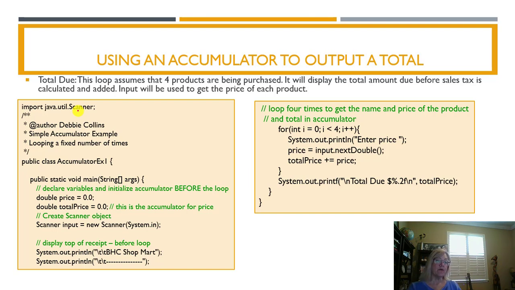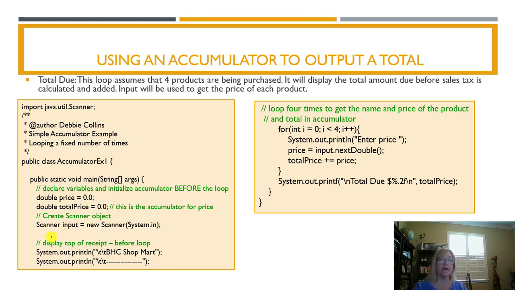In main, I'm going to declare my variables and initialize my accumulator. I do that before the loop. So here is just price, the price of my 4 items. But here's my accumulator, total price, and it's initialized to 0. I decided to make it double because many times prices have decimal places. Here is the scanner object, and I'm creating a scanner object so I can get input from my keyboard.